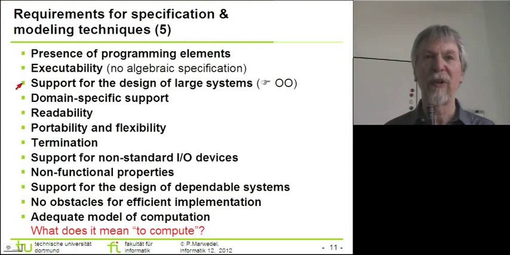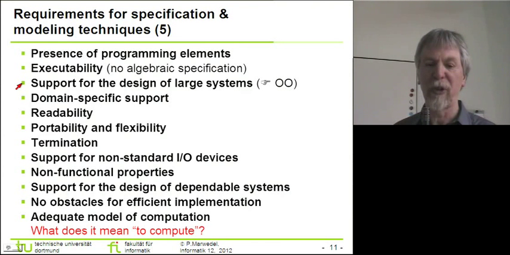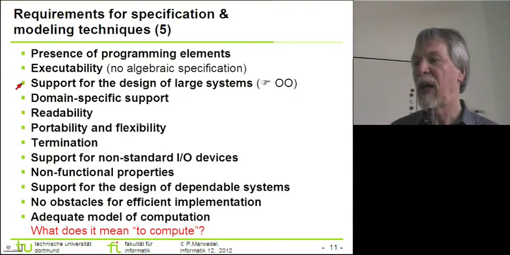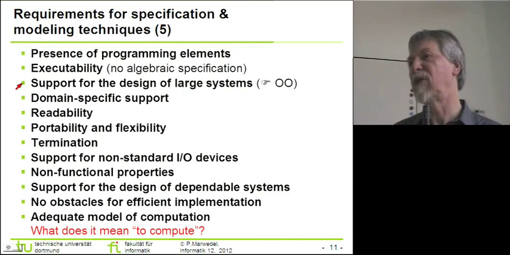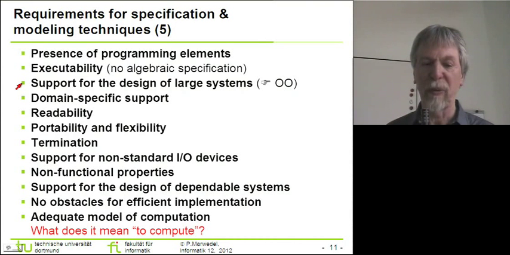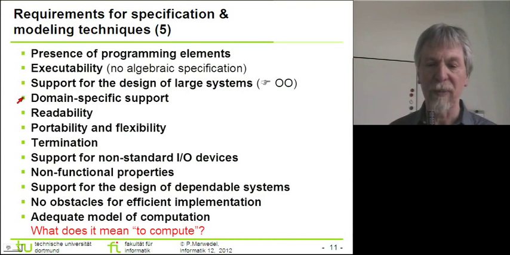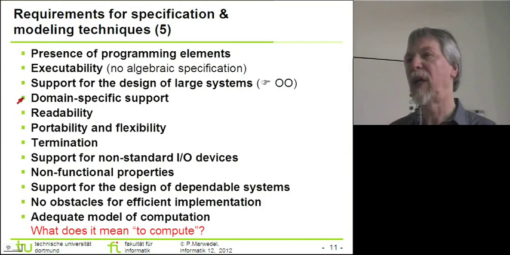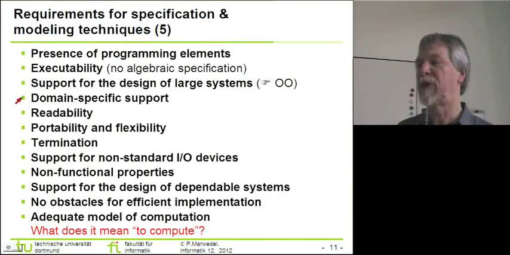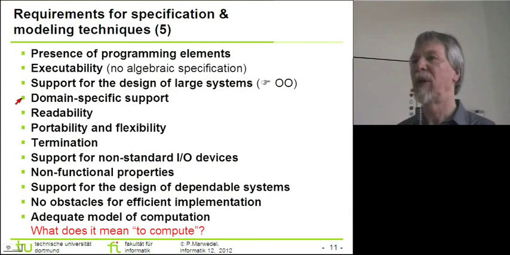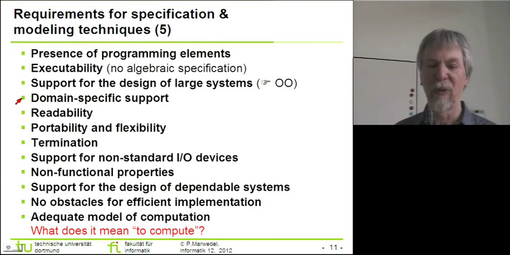Then furthermore, we saw that embedded systems also become larger and larger, so we need support for the design of large systems. And we know by experience that object orientation is pretty good for that, and therefore we would like to have object orientation as well. Furthermore, we would like to have domain-specific support. If, for example, we design a smart building, we would like to have some built-in terms in our modeling approach, such as walls and rooms and floors, etc. It would be very inconvenient if we had to define everything from scratch.